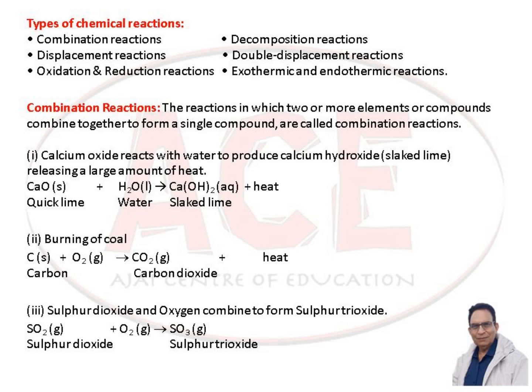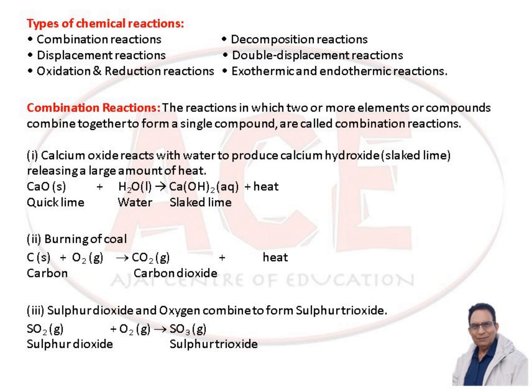reactions. Combination reactions: the reactions in which two or more elements or compounds combine together to form a single compound are called combination reactions. Example: calcium oxide reacts with water to produce calcium hydroxide, which is known as slaked lime, releasing a large amount of heat. Another example: burning of coal, carbon reacting with oxygen gives carbon dioxide along with a lot of heat.